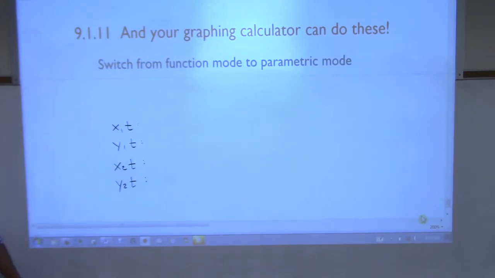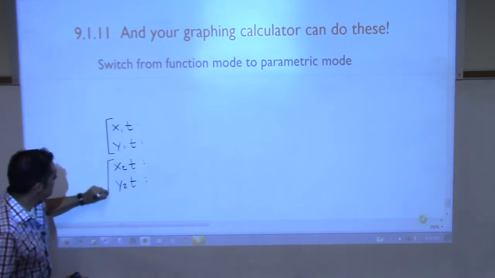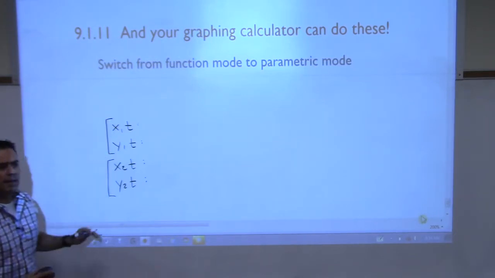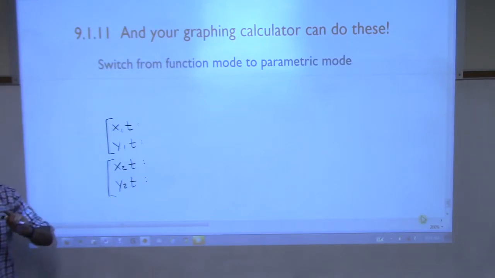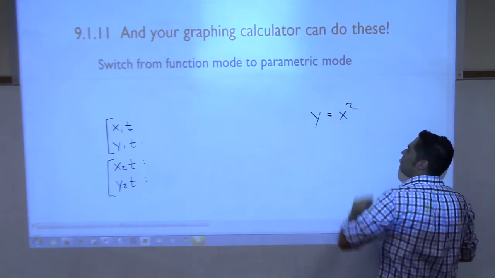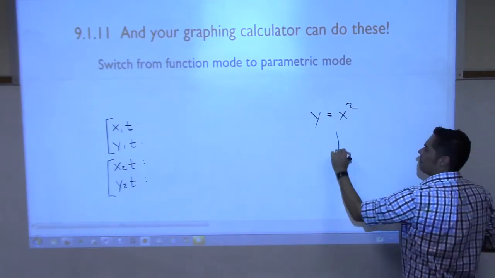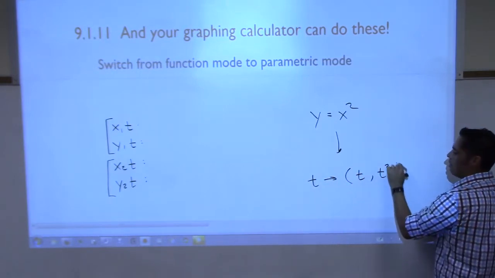Your calculator is saying, all right, you're going to give me the parametric equations. These come in pairs, okay? Every group is one function. So when it says x1 of t, let's try and do that one, y equals x squared. What was the parametric equations for this again? T went to what? T squared, right?